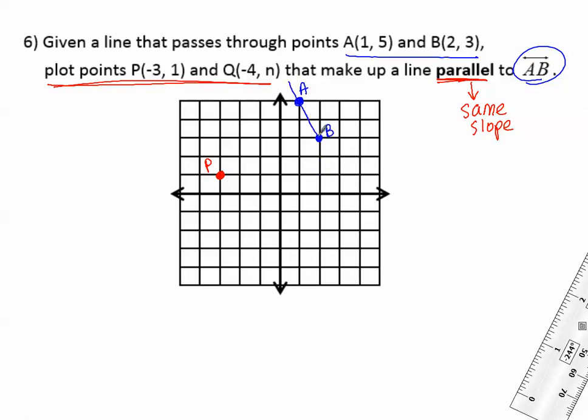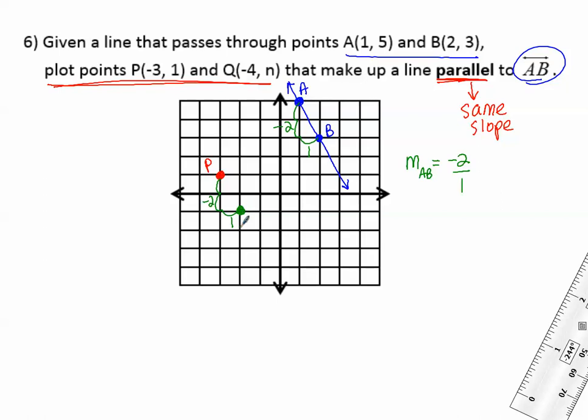So the line contains these points. Now remember, we said it has to have the same slope. So what's the slope of line AB? Let's count it out. From left to right, down 2 and to the right 1. So the slope of AB is negative 2 over 1. We want the exact same slope for the line that has points P and Q. So from point P, let's count down 2 and over 1, and there's the next point.